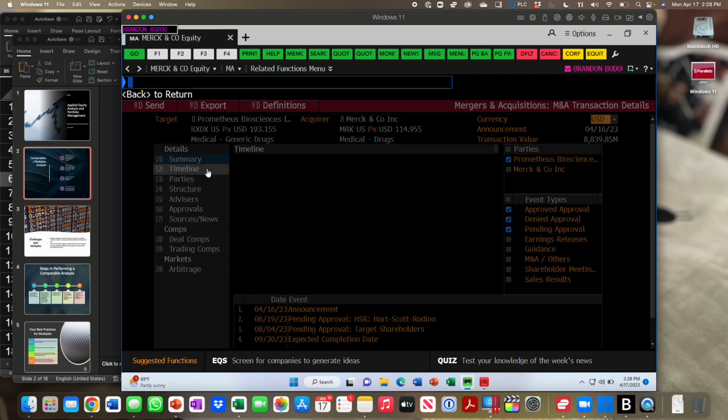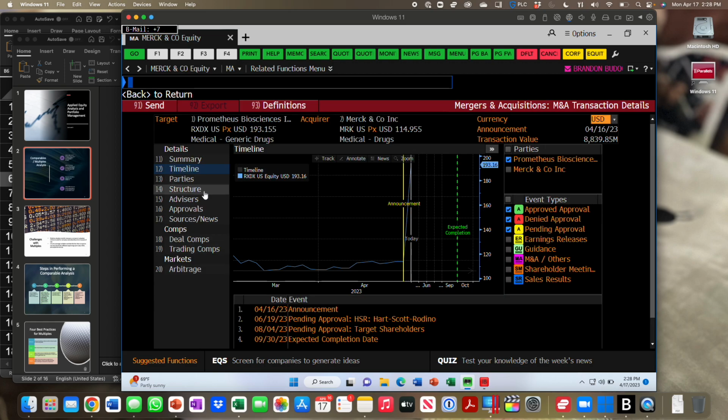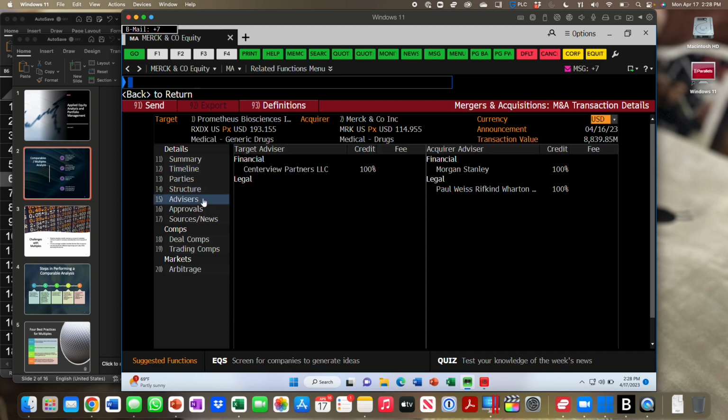Here's the timeline to completion. Here's the parties involved. Here's the deal structure. Here are the advisors. Interestingly, Morgan Stanley was the financial advisor for Merck. That was the only thing listed this morning. Since then, their legal advisors are Paul Weiss, Rifkind, Wharton for Merck, and Centerview Partners was apparently hired by Prometheus to represent them in this deal. So again, those are the firms that are representing them. This is news about the deal.